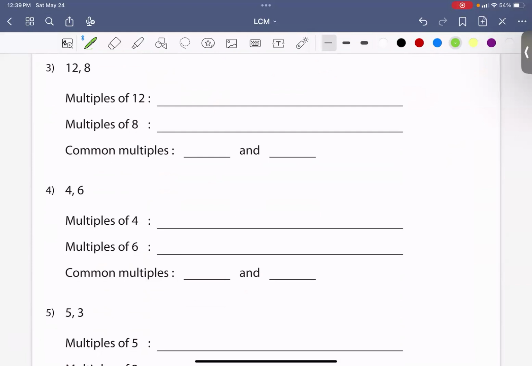Multiples of 12 and 8. So the first multiple of 12 is 12. 12 times 2 is 24. 12 times 3 is 36. 12 times 4 is 48. 12 times 5 is 60. So let's do multiples of 8. 8 times 1, 8 times 2, 8 times 3, 8 times 4, 8 times 5. So I see the multiple that is common between 12 and 8 is 24.